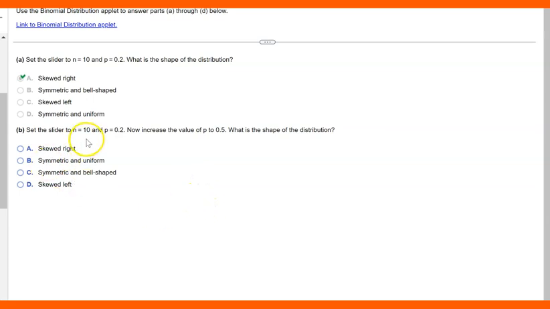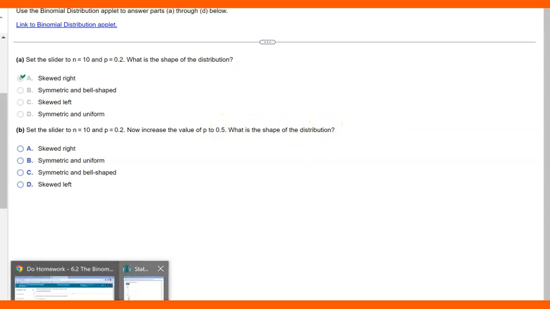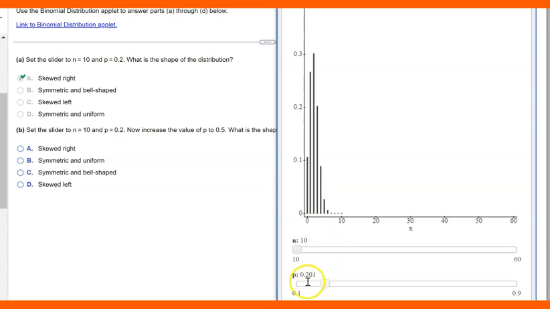It says now increase the slider to 0.5. The value of p is going to be 0.5. What's the shape of the distribution? Let's scroll down to 0.5. Remember that n is fixed. Still keep n at 10, but the p value changed from 0.2 to 0.50. The probability is going to be like 50%.